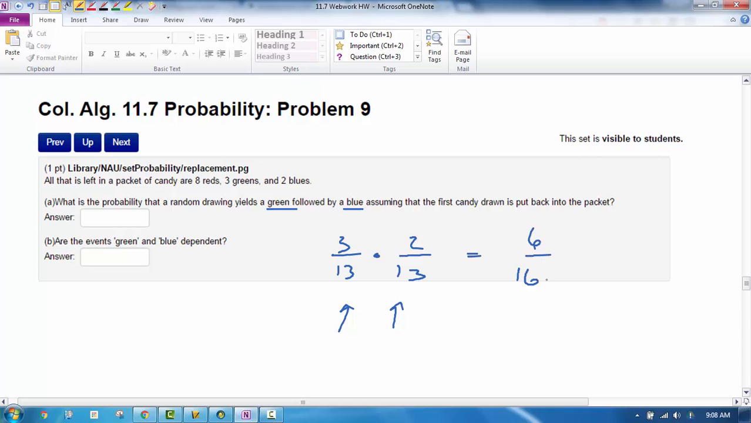So we get 6 over 169, whatever that is as a decimal, goes there, 0.0355. And then the next question, are the events dependent? No, because you're putting it back. So when you put it back, you start clean, and they're not dependent on one another.